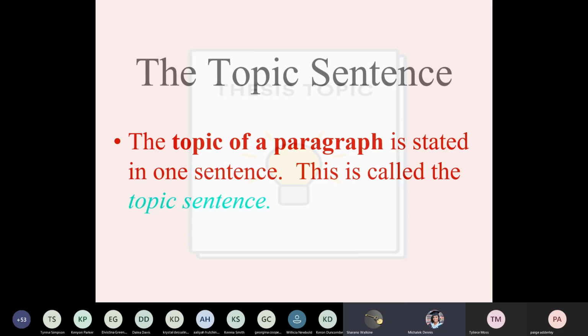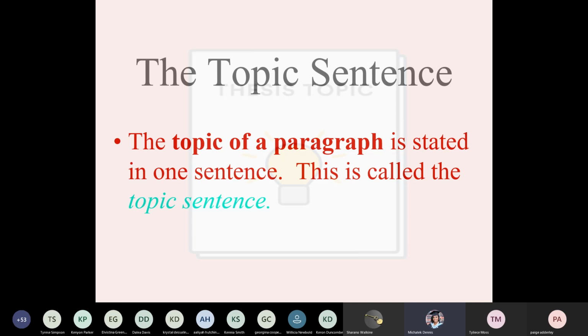You guys are correct. Anytime a reader reads a topic sentence, which will be the first sentence in the paragraph, that reader is supposed to know what this paragraph is going to be about. Plain and simple. The reader should not go any further than your topic sentence and still not know what the paragraph is going to be about. That means you do not have a good topic sentence.